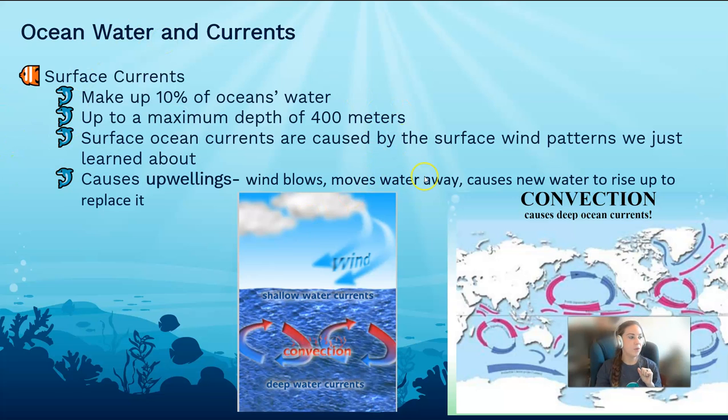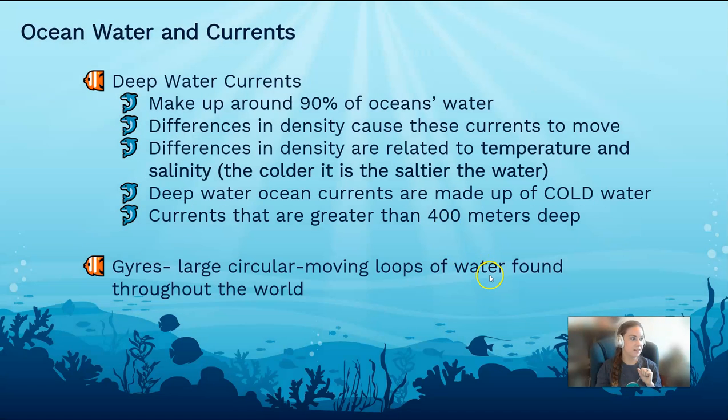Okay, now we've got deep water currents. So these are currents that make up 90% of ocean's water. Remember, surface currents were 10%, deep currents are 90% of ocean's water. So the temperature and the salinity of these waters cause them to be more dense than surface currents. Now remember, dense things sink. So remember, deep water currents are made of cold water that is more dense. There's more salt down there, okay?